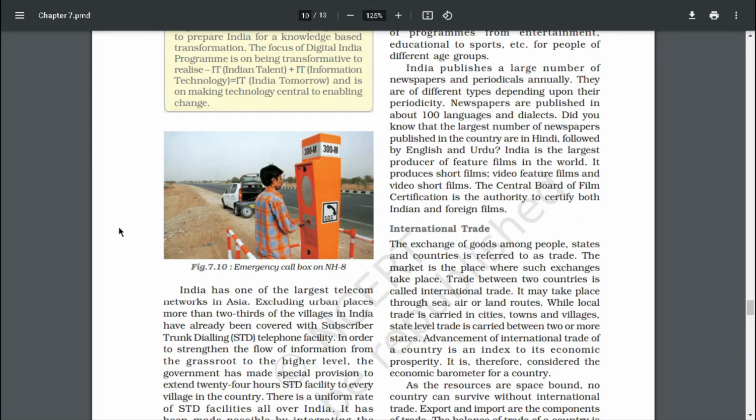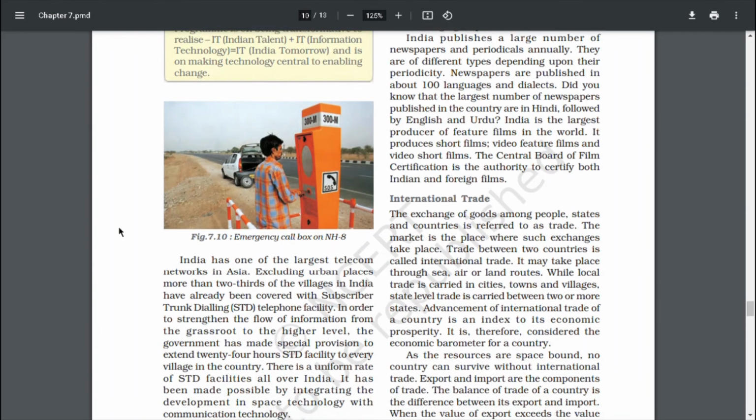It produces short films, video feature films, and video short films. The Central Board of Film Certification is the authority to certify both Indian and foreign films.